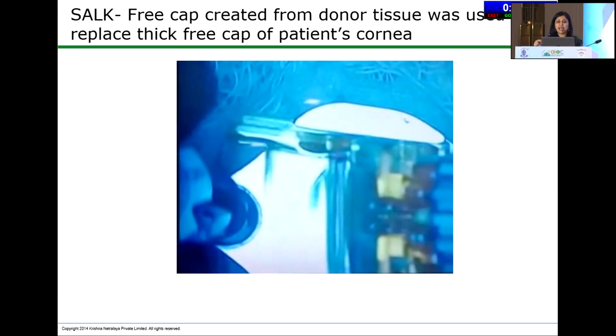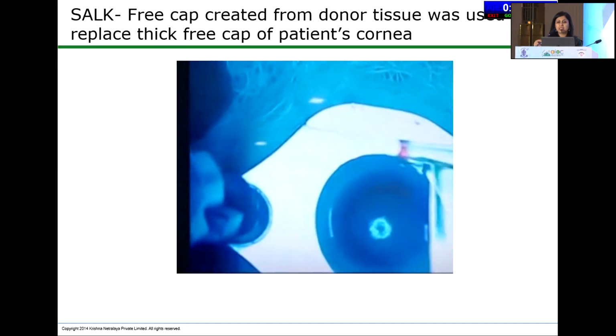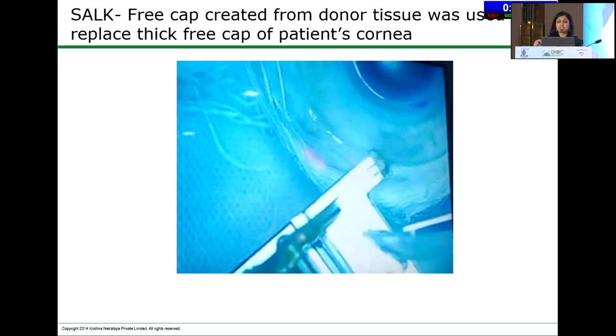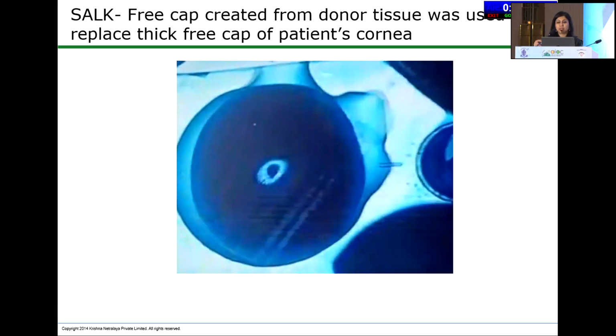As we know, in SALK we basically create a free cap from the donor tissue, and the same is done in the recipient as well. And then the free cap created from the donor tissue is used to replace the thick free cap of the patient's cornea.